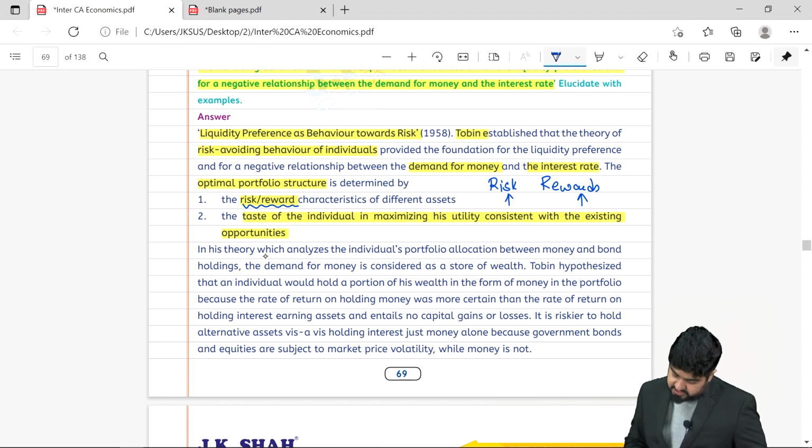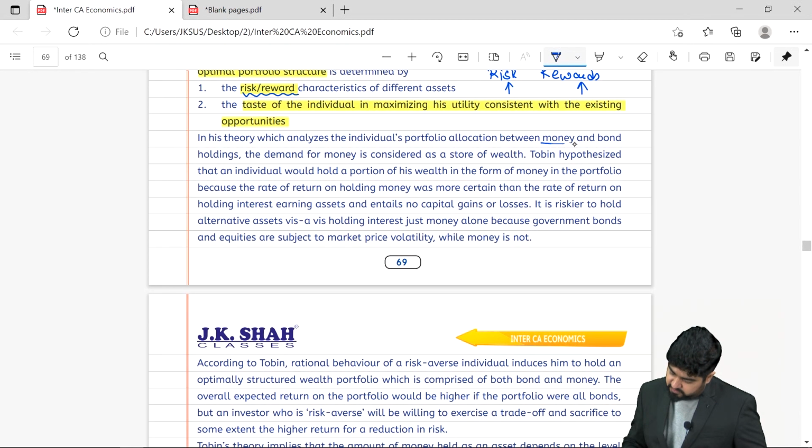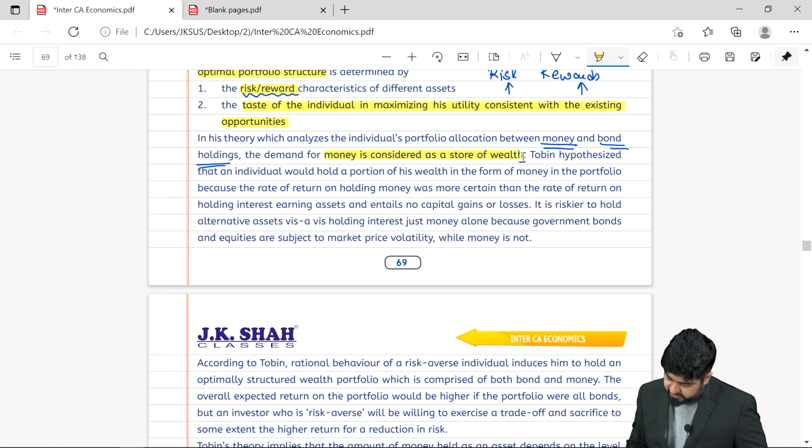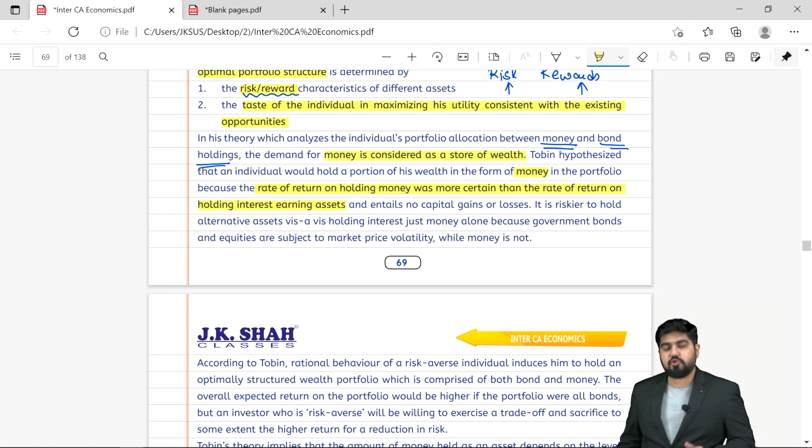Now, this theory analyzes individual portfolio allocation between two things, money and bond holdings. Money is considered as what? Money is considered as a store of wealth. Tobin hypothesized that an individual would hold a portion of his wealth in the form of money in the portfolio because the rate of return of holding money was more certain than the rate of return on holding interest earning assets. What do you mean by this?